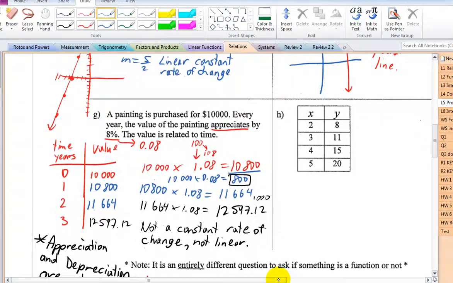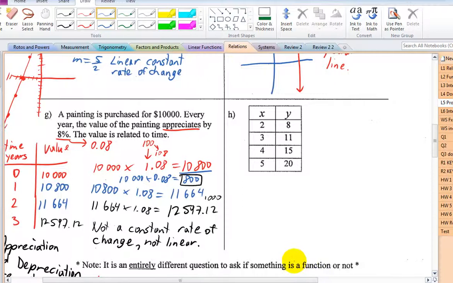Okay, last one here. What should we do here? How can we check and see if it's linear? What are the two things to check? We could make a graph. So one, we could graph it. Or number two, what's the second thing we could do? Yeah, see if there's a constant rate of change.